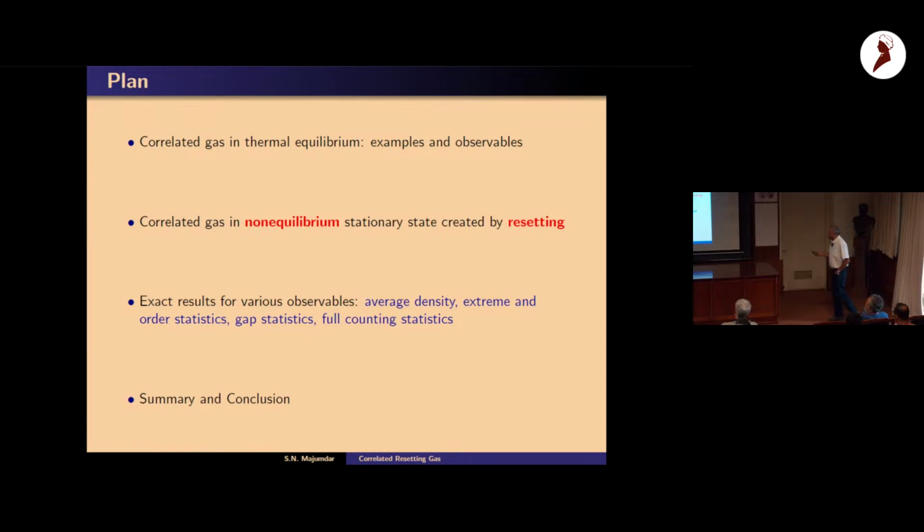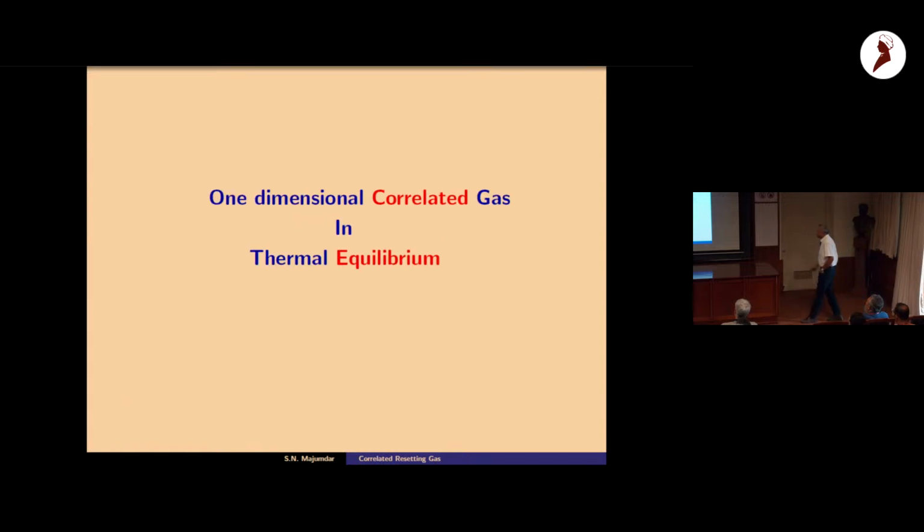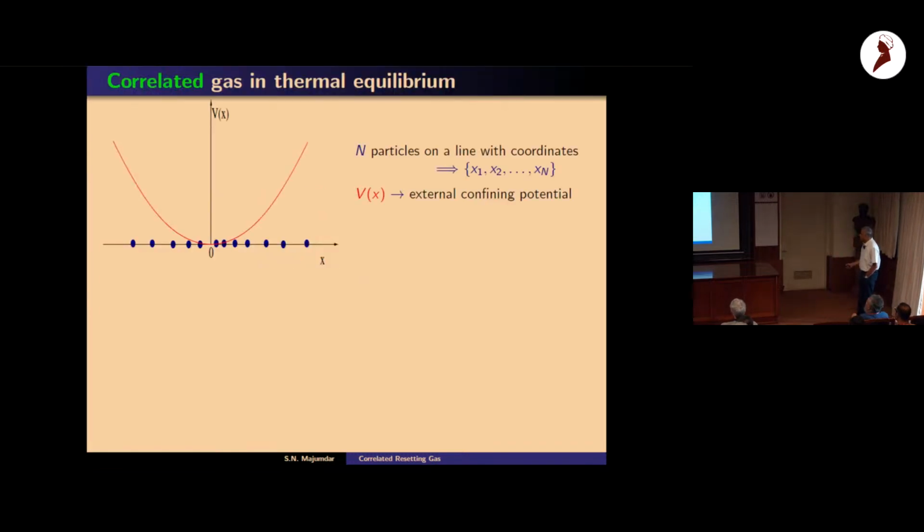All right, so let's start with the correlated gas in thermal equilibrium. This is a very old subject. For simplicity, I'll just focus on one dimension now, but you can generalize it to higher dimensions very easily. The scenario is the following. Imagine that on a line you have N particles with coordinates x1, x2, x3, ..., xN. The configuration of the gas is specified by these coordinates. They are subject to an external confining potential, V(x), which can be harmonic or non-harmonic, whatever it is.